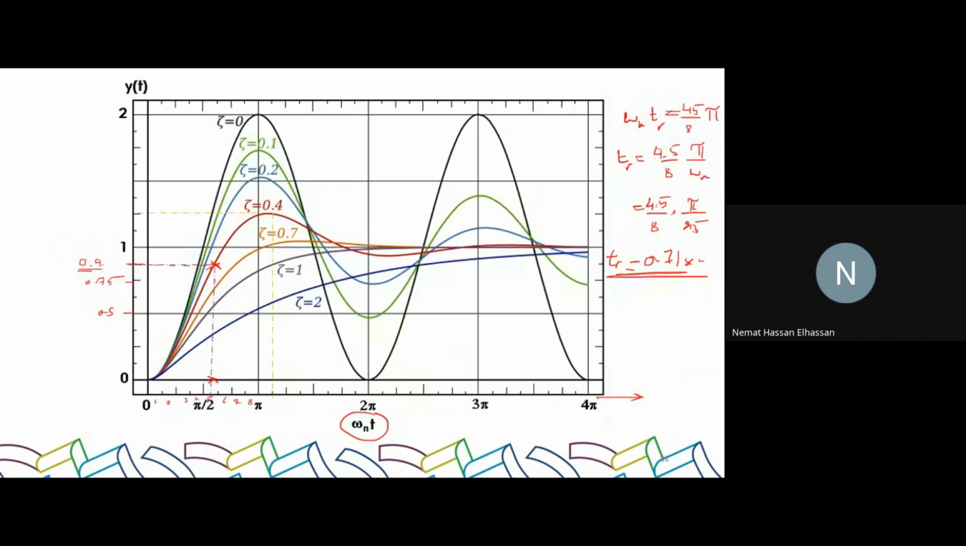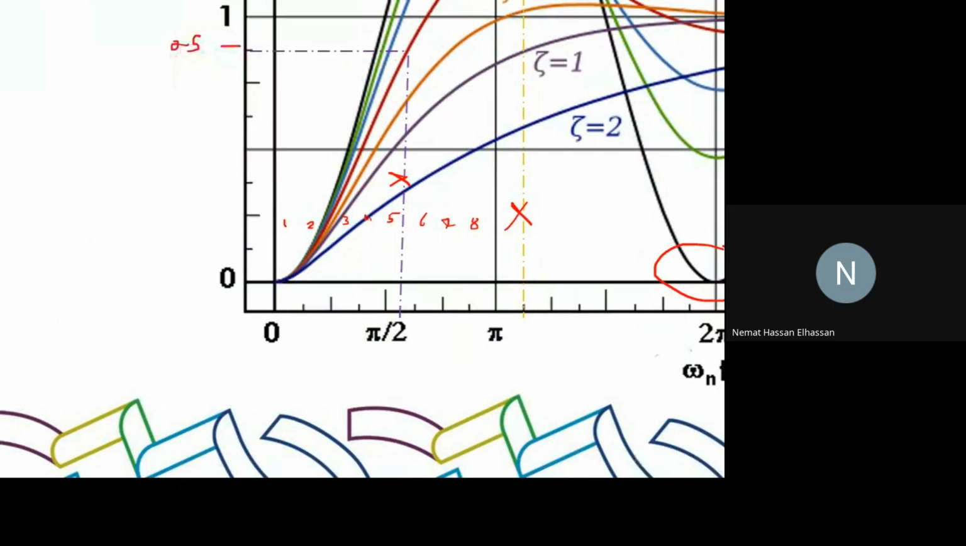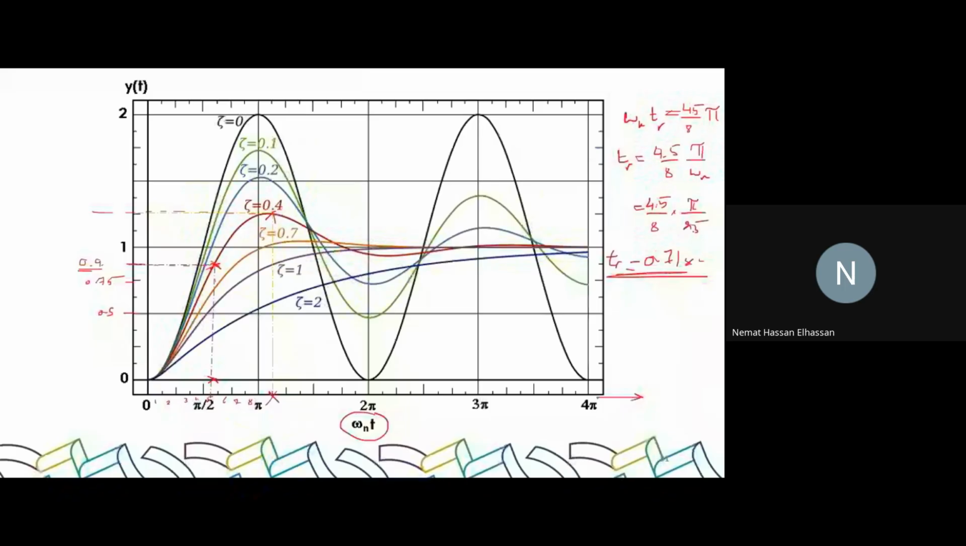I've already established that this is the peak value. Now I have to see where it intersects with the axis. So let's calculate. We have pi and 1 out of 8, so one full pi and then 1 over 8. So this is basically 8 over 8 pi plus 1 over 8 pi. So 9 over 8 pi is equal to omega n t peak. Make sense? Where did the 9 come from?